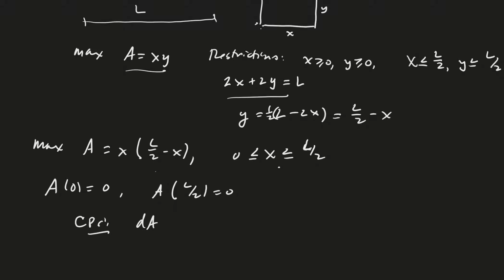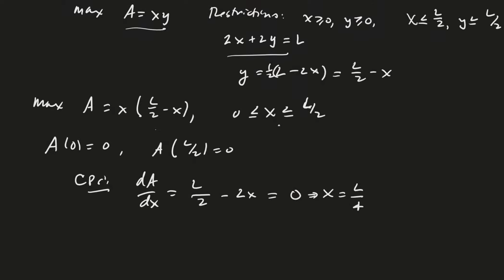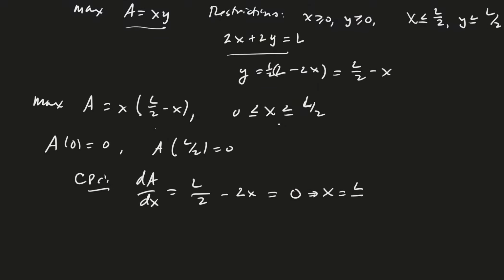So the derivative of A with respect to x is going to be L over 2 minus, let's see, that's minus x squared, so that's going to be minus 2x, right? And so if we set that equal to 0, we see that x must be equal to L over 4. What kind of a rectangle is that going to give us? Can you guess? If x and y are each L over 4, then yeah, it's a square.